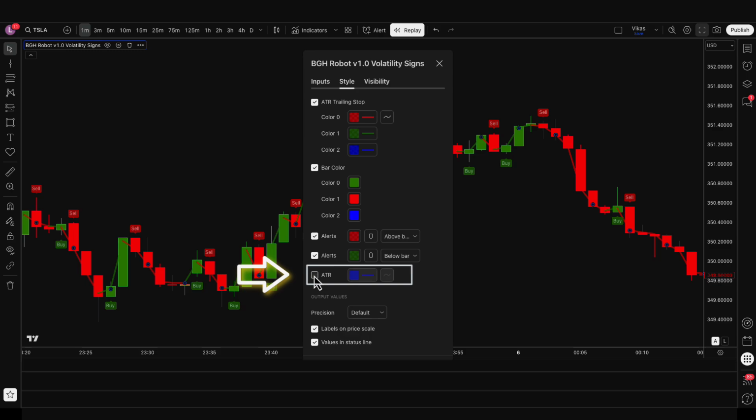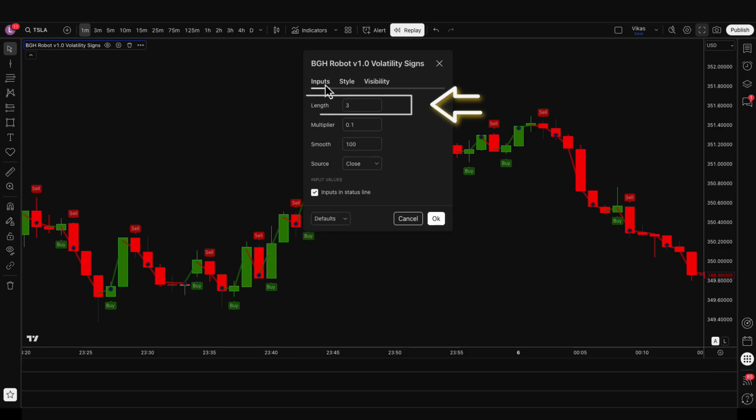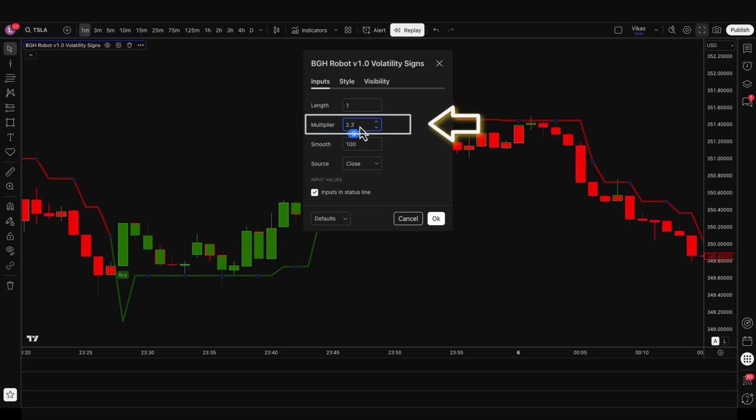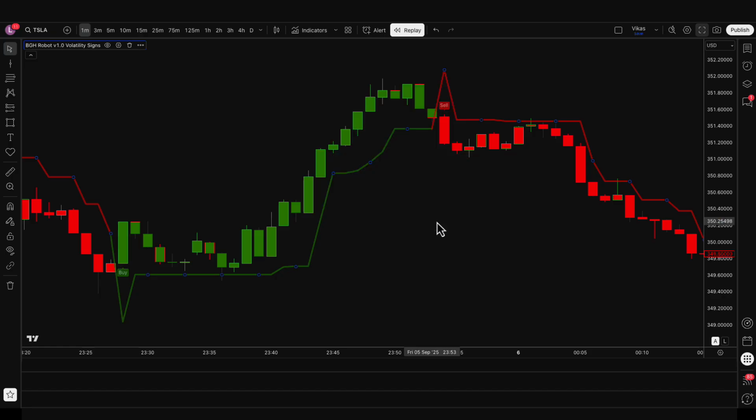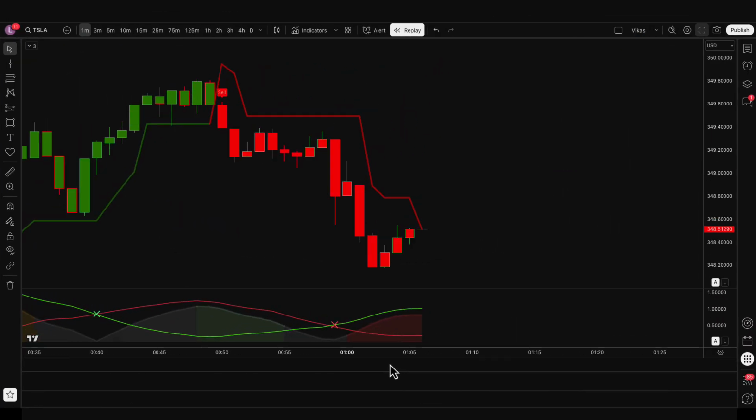We have to keep these options hidden. We have to change this length option from 3 to 1. We have to change this multiplier option from 0.1 to 2.4. We have to change this source option from close to high. After that we have to apply another indicator on the chart.